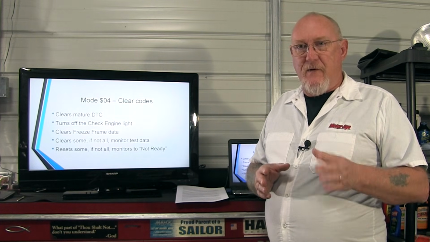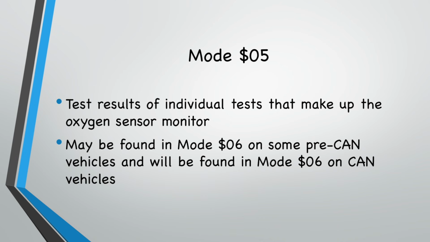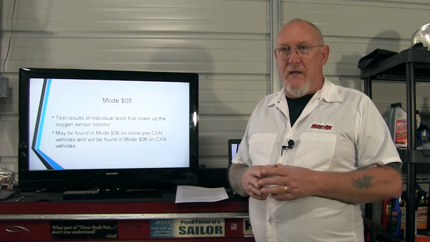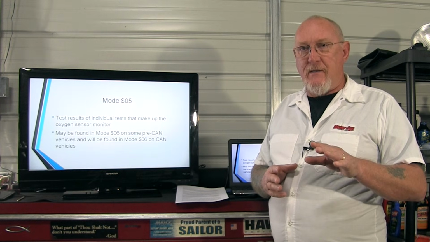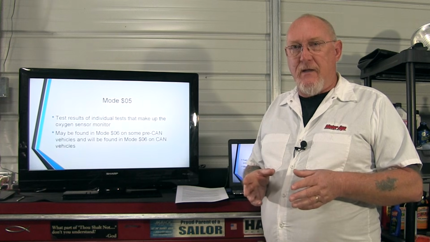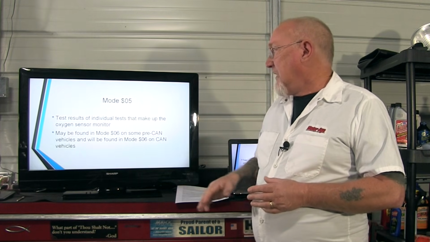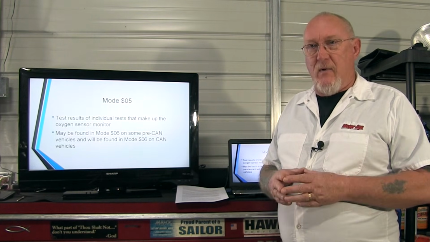Otherwise, you could be losing some very valuable information. All right. Next one we want to hit, mode 5. Mode 5 are the test results or group of individual test results that make up the oxygen sensor monitor. Now, this is more common in older OBD2 cars, those that are not equipped with the CAN protocol. If the vehicle is a CAN car, the controller area network bus protocol, then you're going to find that information in mode 6. That's some stuff that we'll get into the next time on the trainer.